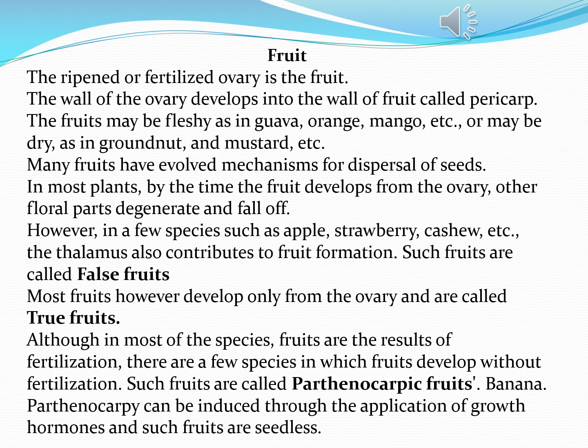For example, banana. Parthenocarpy can be induced through the application of growth hormones. If you apply growth hormones, it becomes a parthenocarpic fruit. Such fruits are seedless. Why don't they have seeds? Because they are not fertilized. If they were fertilized, they would have seeds.